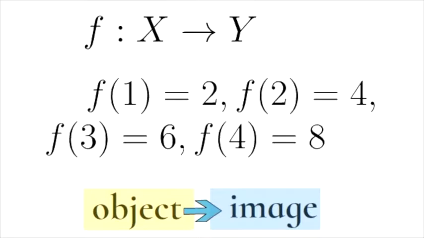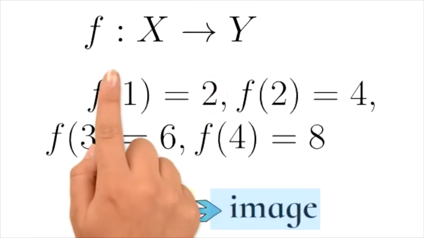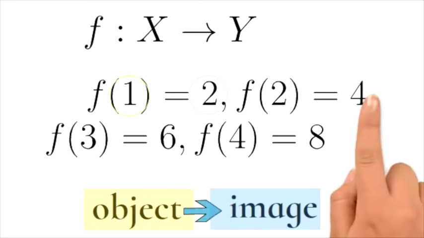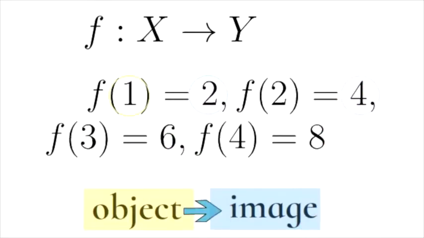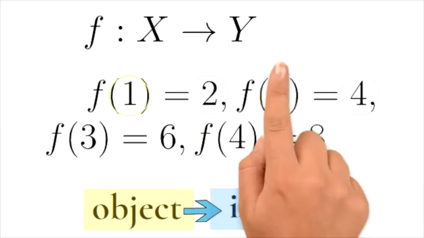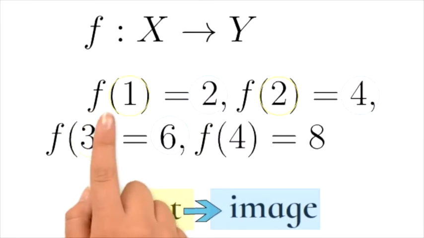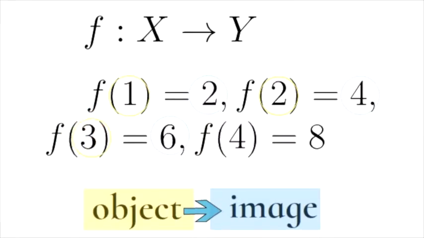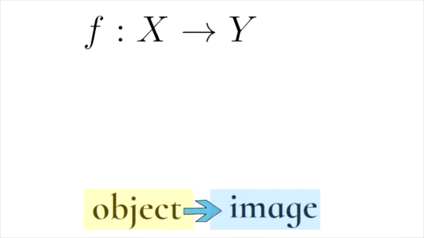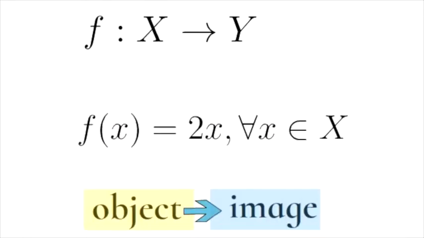So, in this example, 2 is the image of the object 1 of the domain. 4 in the codomain is the image of the object 2 in the domain. And 6 is the image of the object 3 in the domain. You can notice that we purposely chose the function as such that each image is twice the object value. It is easier to have some form of shorthand for this.